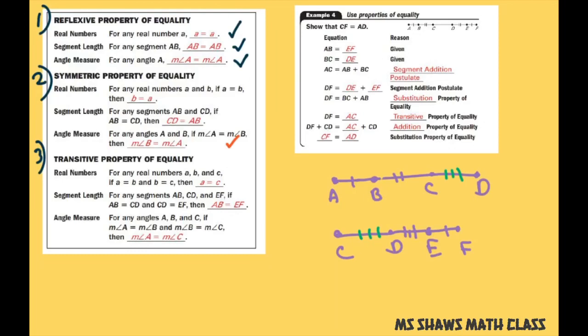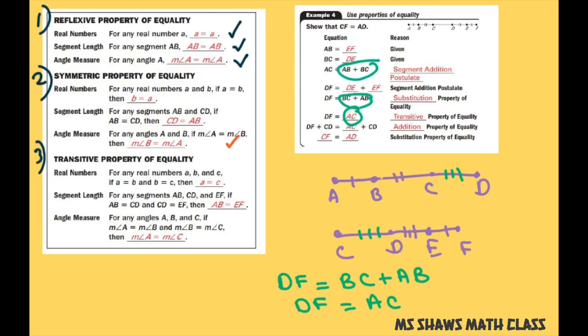And then you're going to go down, and instead of writing all this, you have DF equals BC plus AB. So DF equals AC, because AC equals AB plus BC, because these are the same. So that's where you get your transitive property of equality. Then we're using the addition property of equality, and then the substitution property. So we substituted DF plus CD with CF.